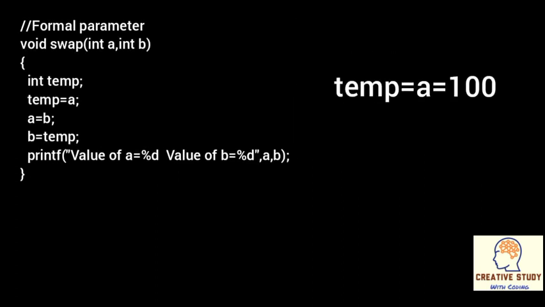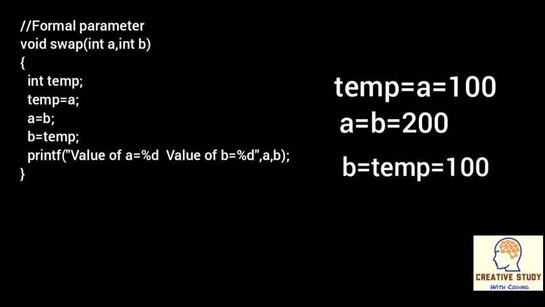Temp equal to a means the value of a will be assigned to temp, that is 100. Now temp has become 100. A equal to b means the value of b will be assigned to a. Now a has become 200. B equal to temp means assign the value of temp, that is 100, to b. So now b has become 100. Now you can see values are exchanged, but these values will not be reflected in the main function.